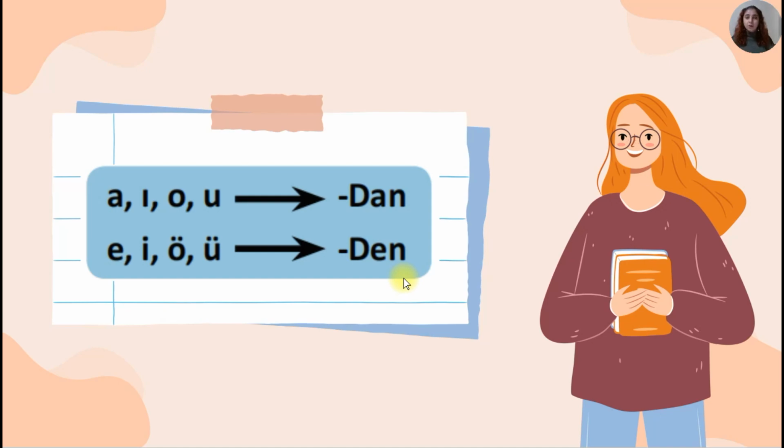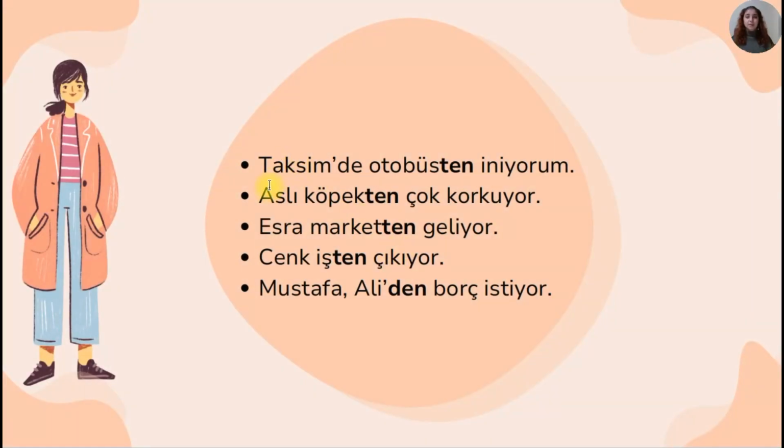And we had a code about fıstıkçı Şahap, peanut seller Şahap. If you have those kind of consonants at the end of your word, again, they become tan or ten. Okay, let's see some sentences. Taksim'de otobüsten iniyorum. Aslı köpekten çok korkuyor. Esra marketten geliyor. Cenk işten çıkıyor. Mustafa Ali'den borç istiyor.